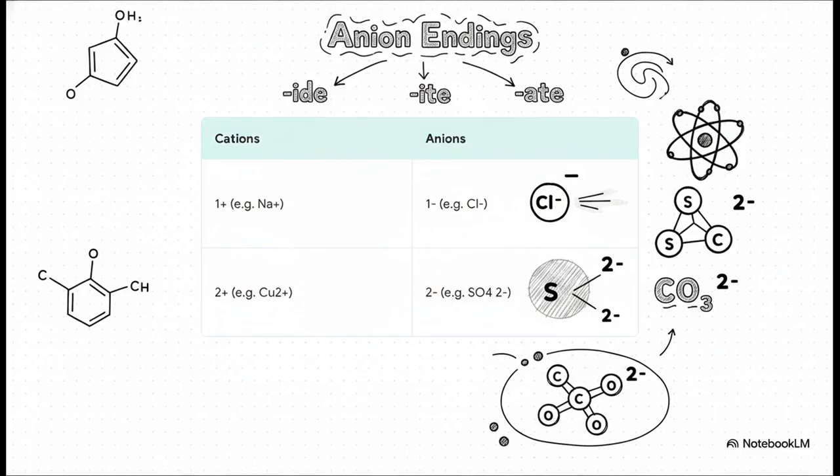A single atom might end in "ide", like chloride. But if it's a polyatomic ion, which is just a fancy way of saying a group of atoms acting together, usually with oxygen, it often ends in "ite" or "ate", like sulfate or carbonate. Memorizing these common ions, that is an absolute non-negotiable step for your Paper 2 exam.